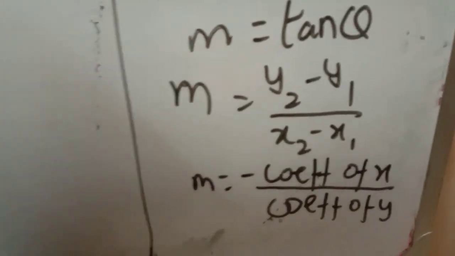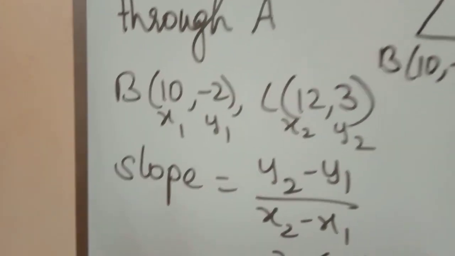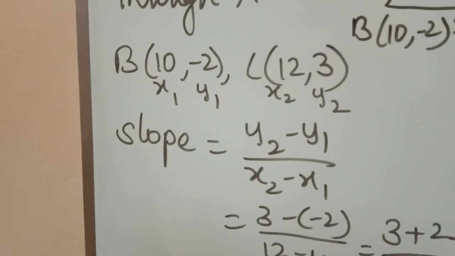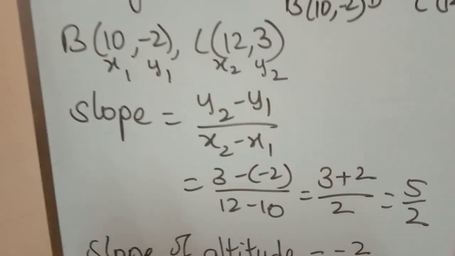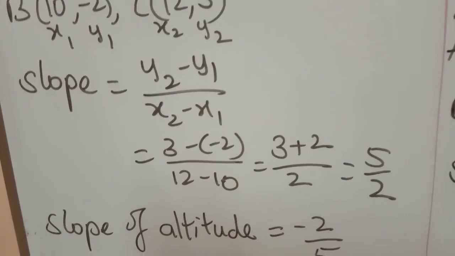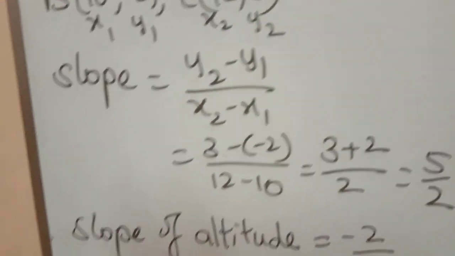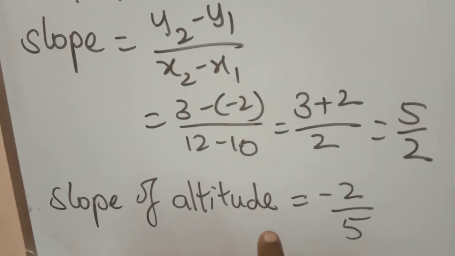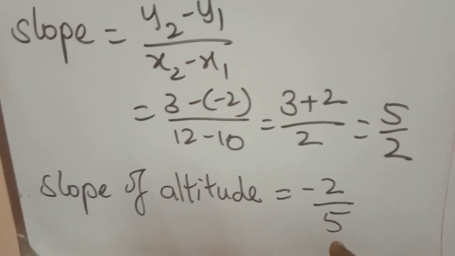Two points are given, so the slope formula is tan theta equals y2 minus y1 by x2 minus x1, or minus coefficient of x by coefficient of y. Here two points are given, so the slope is y2 minus y1 by x2 minus x1, that is 3 minus (-2) by 12 minus 10. The answer is 5 by 2. This is the slope of BC. For the slope of the altitude, for a perpendicular slope, change the sign and write its reciprocal. So it is minus 2 by 5.